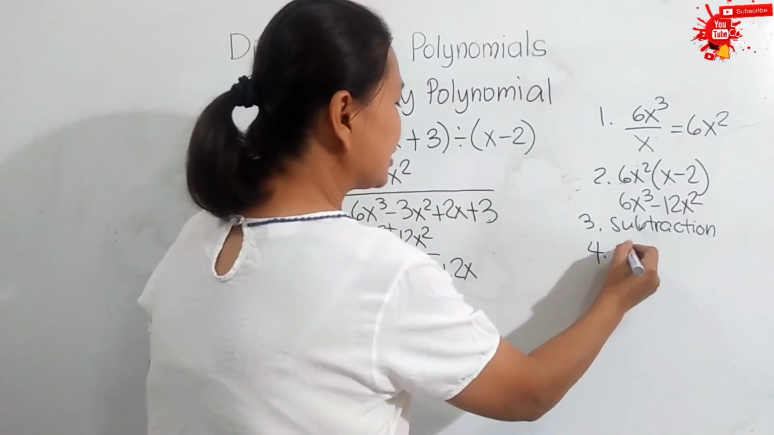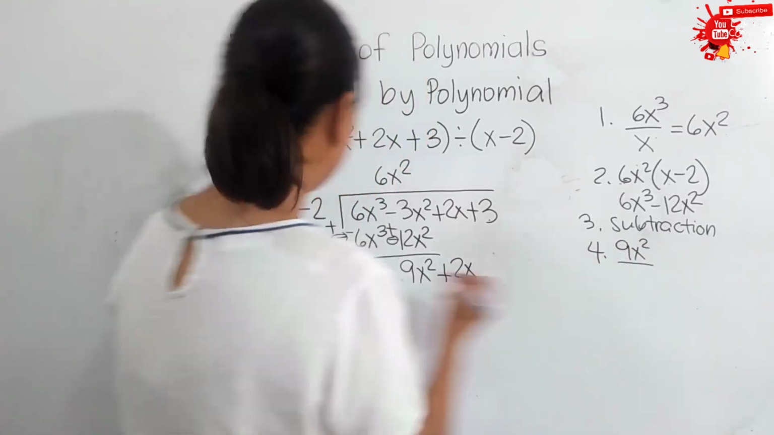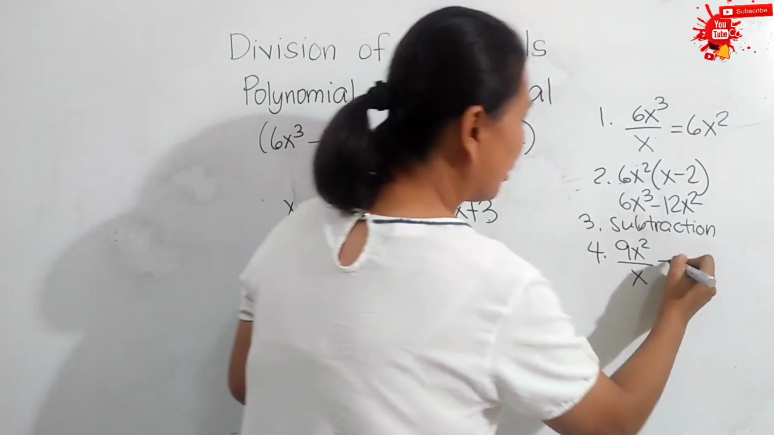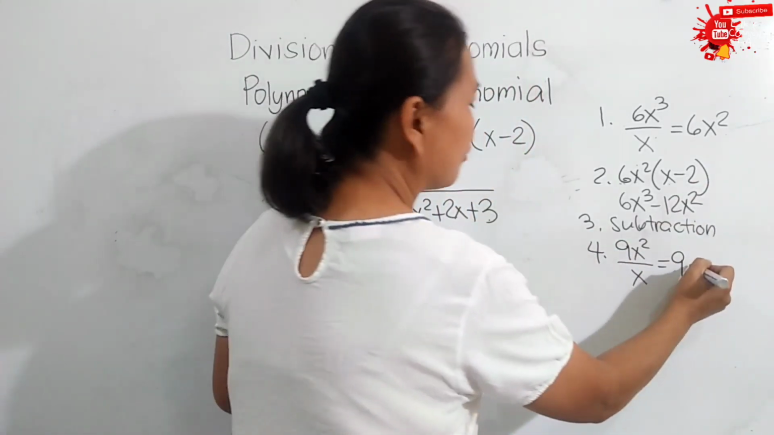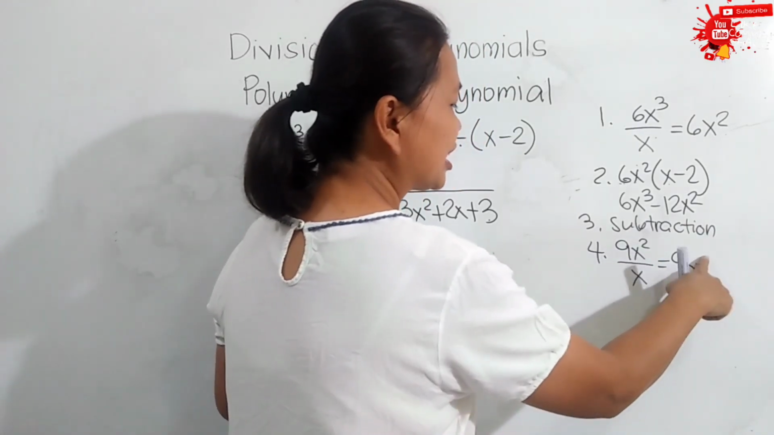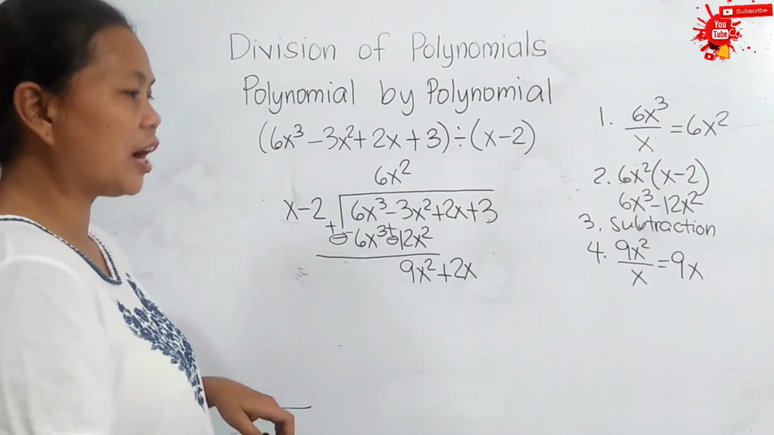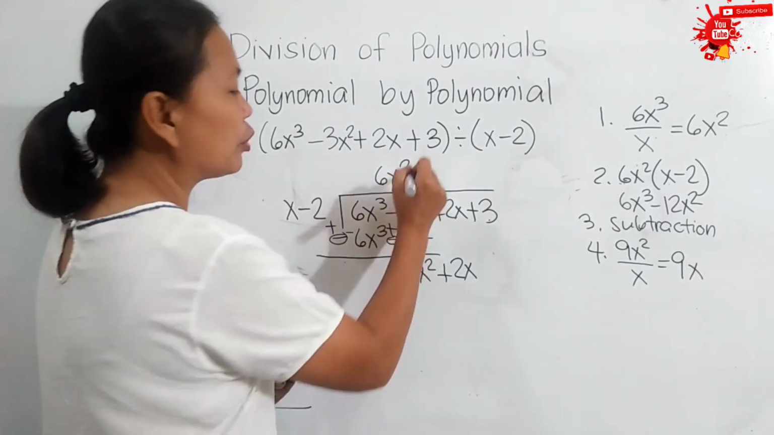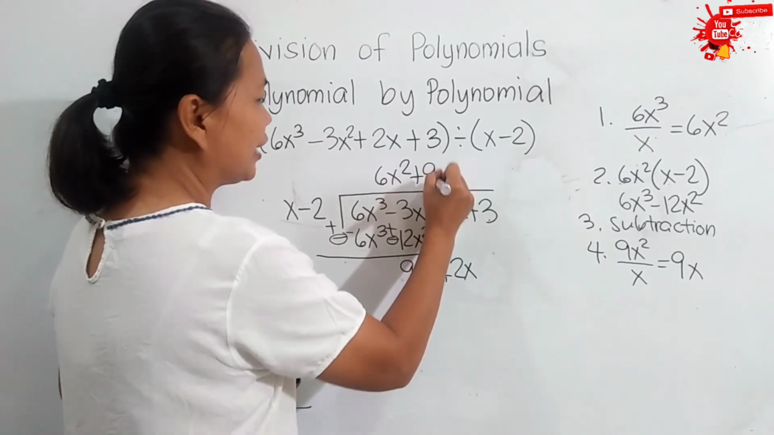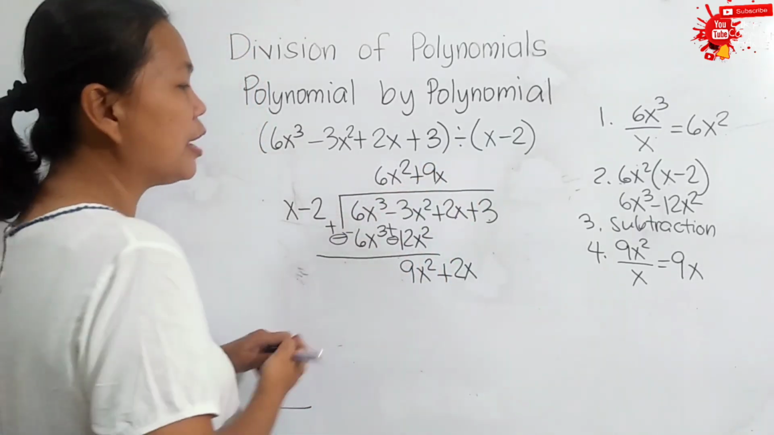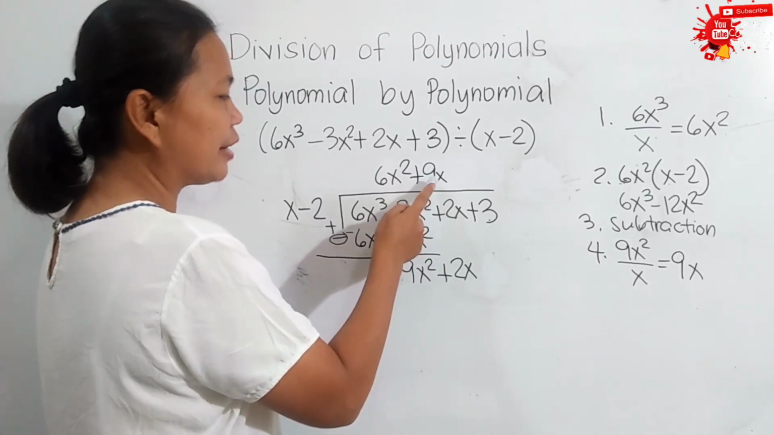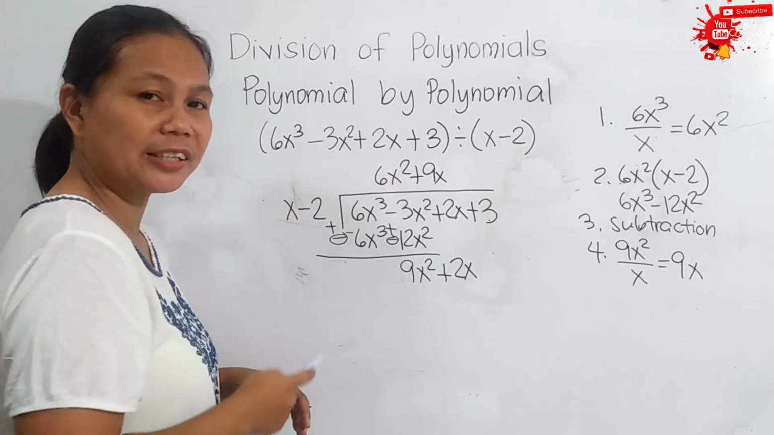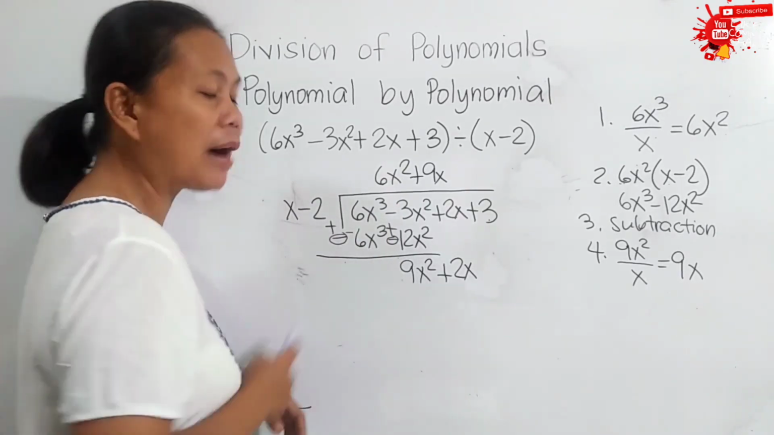So the fourth step is 9x squared divided by x. So we have here 9 divided by 1, which is 9. Then we have here x raised to 2 minus 1, which is 1. So no need to write 1. So we have the quotient, which is equal to 9x. Then we put the positive sign here, 9x. Do not forget the positive sign because it indicates that we separate 9x from 6x squared.